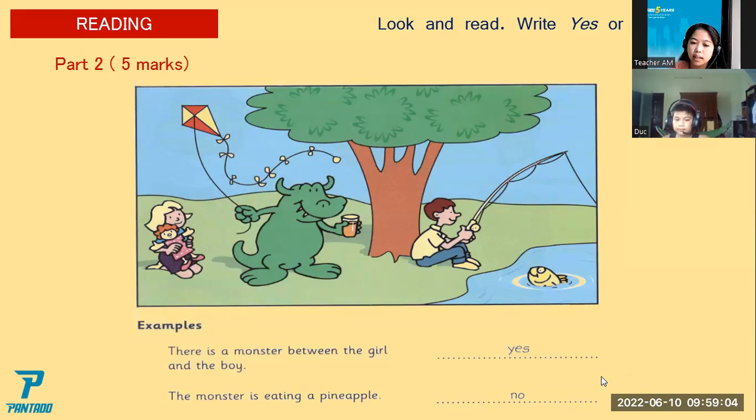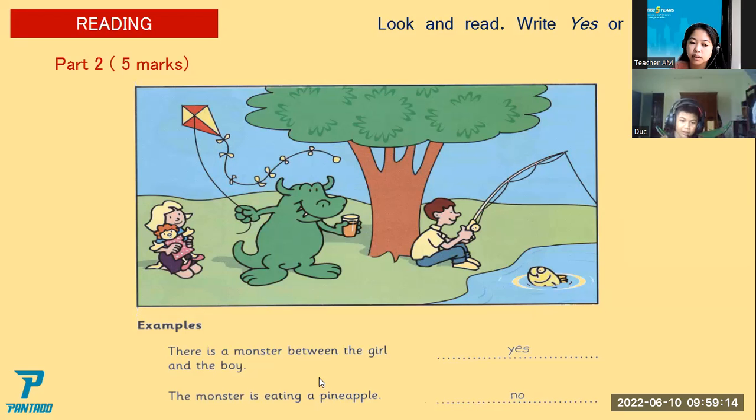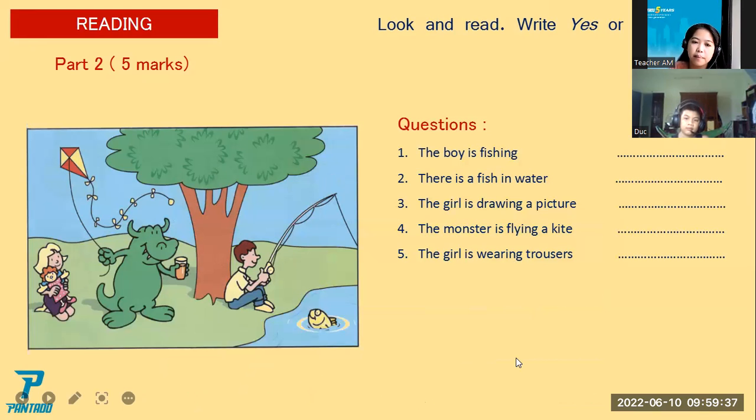Okay. That is yes. How about this one? The monster is eating a pineapple. No. Why is this no? Because it's eating the juice. Okay, it's drinking juice, not eating. Okay. So now you say pineapple. Pineapple. Great job. So for numbers 1 to 5.